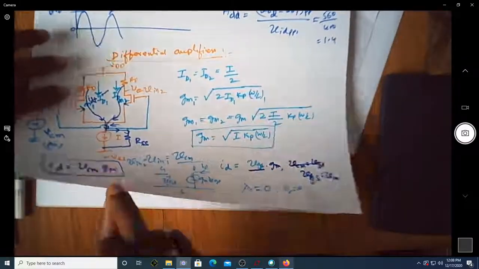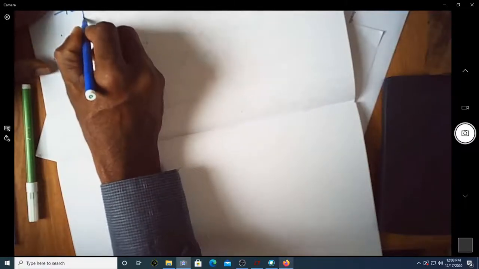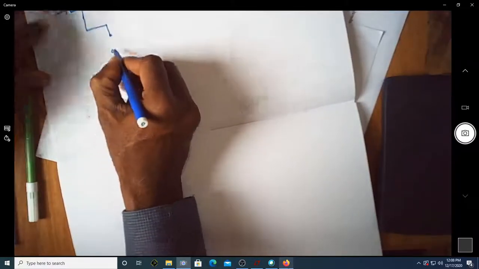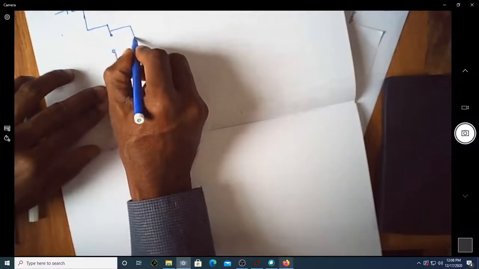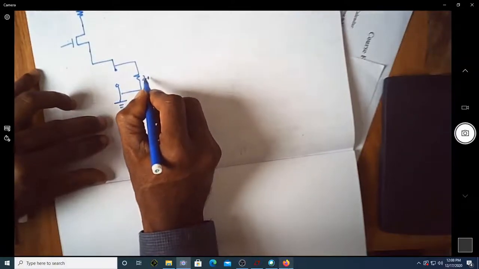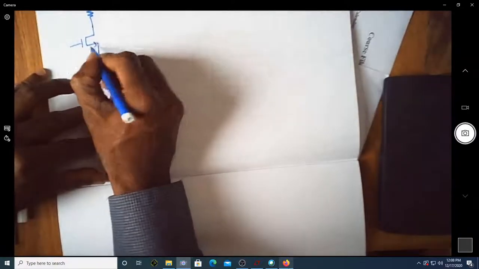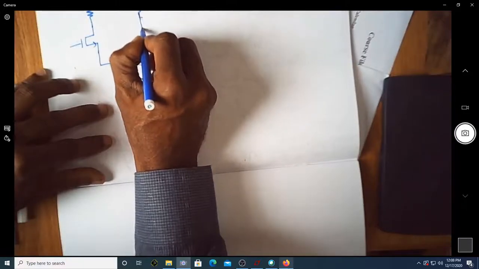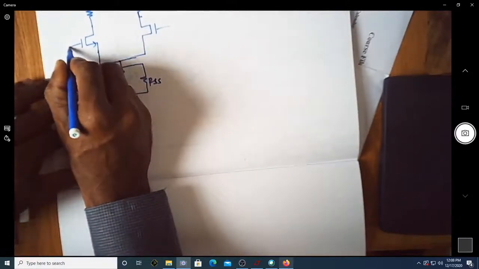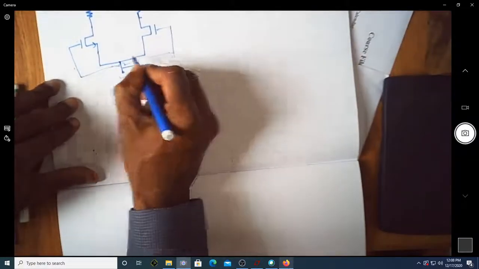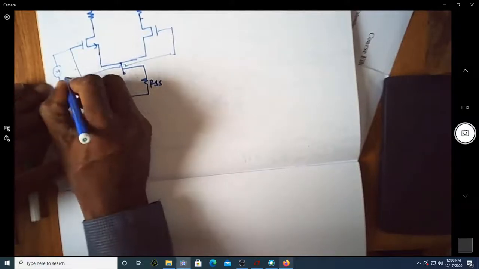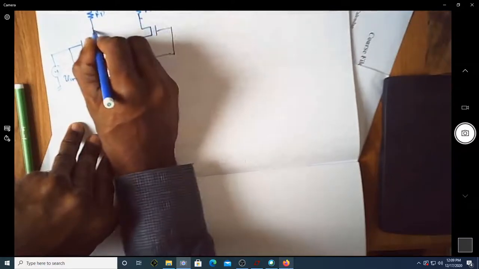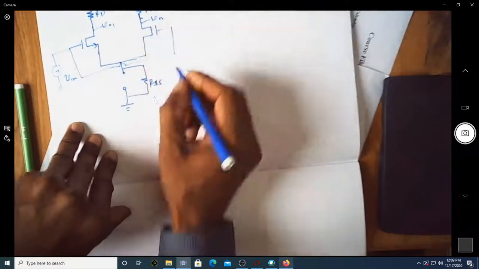Now if I want to write the AC analysis for this one, we know that all DC voltages I will replace by ground here. I will replace that current source by an open circuit. You can see this is now again ground. You have RSS as the resistance, and then you have again one more RD. Then you have the same voltage being applied. This is VCM. This is RD. This is again RD. This is V01, V02.